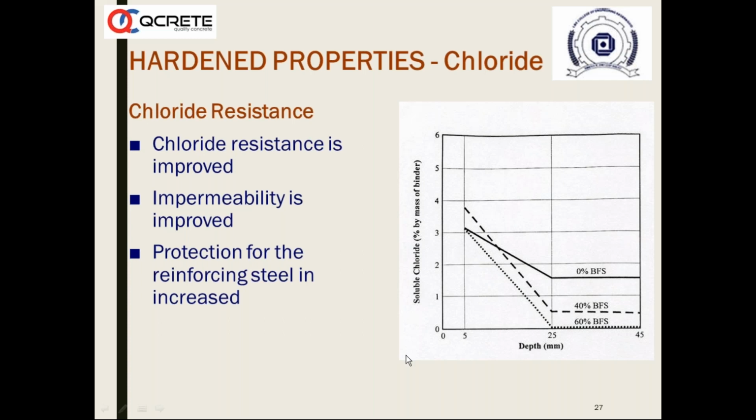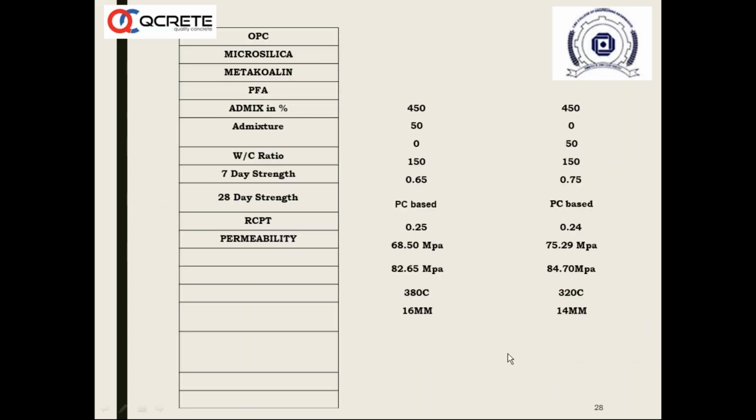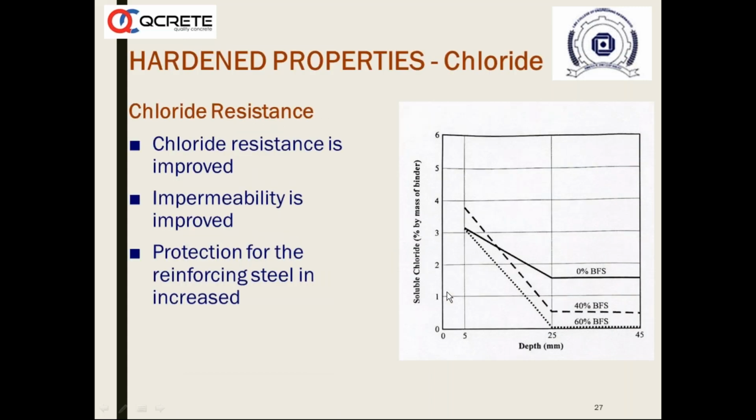Means in a marine atmosphere, chlorides have a big role in defining the durability of concrete. So the lesser the chlorides, the higher the durability. So it can be improved by increasing the amount of GGBS.